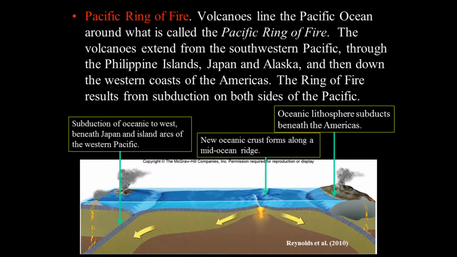In this picture, you can see subduction of oceanic lithosphere to the west, beneath Japan and island arcs of the western Pacific. The new oceanic crust forms along a mid-ocean ridge, and the oceanic lithosphere subducts beneath the Americas. Notice that the Ring of Fire is a combination of two convergent plate boundaries and one divergent plate boundary, a very complex combination.